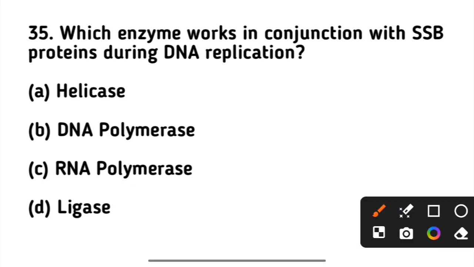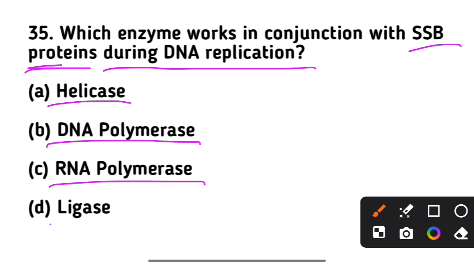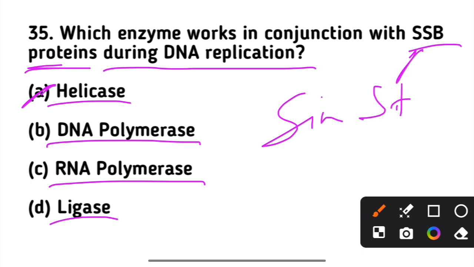Next, which enzyme works in conjunction with SSB proteins during DNA replication? Options are helicase, DNA polymerase, RNA polymerase, ligase. Option A is correct, helicase. SSB means single stranded binding proteins during DNA replication. Option A is correct, helicase.